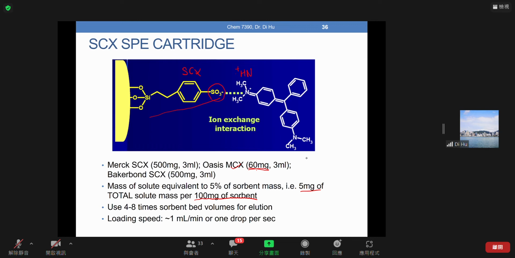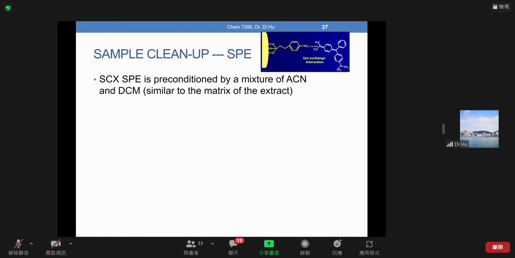And then the load speed normally is just like, we let it go through drop by drop. So how will we do this one? First you want to do some preconditioning. The strong cation exchanger SPE can be preconditioned by a mixture of ACN and DCM.